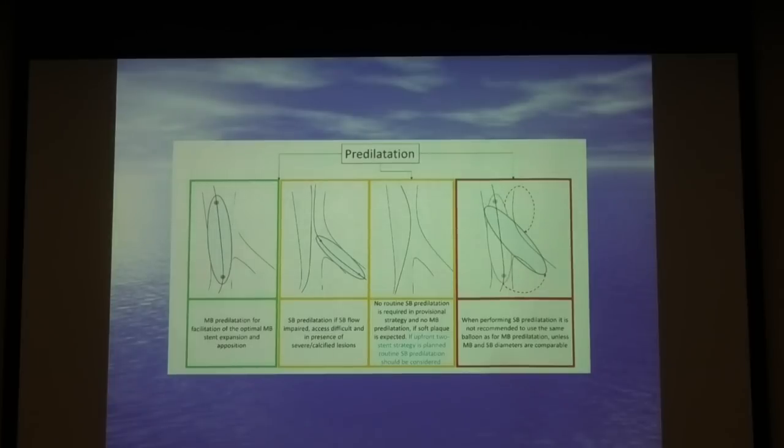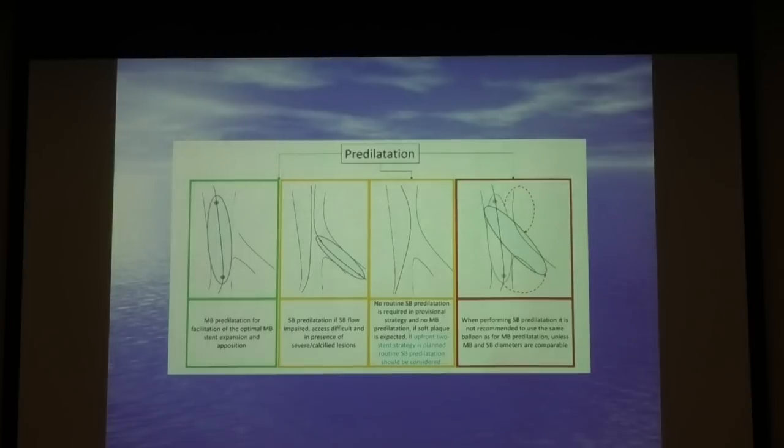You don't always do side branch pre-dilatation on preparation. You do it when you have severe disease, difficult angulation, compromised blood flow, and so forth. At the same time, no routine side branch pre-dilatation is required in provisional stenting, and no main branch pre-dilatation if soft plaque is expected. You just go ahead with main branch dilatation or direct stenting. So not always do you do main and side branch pre-dilatation; you do it in specific indications.